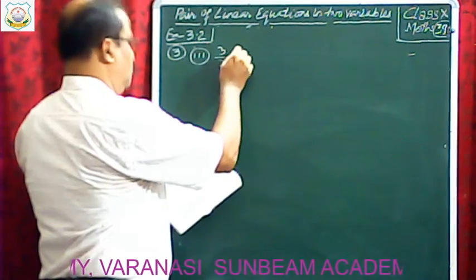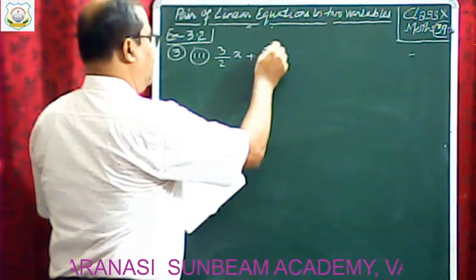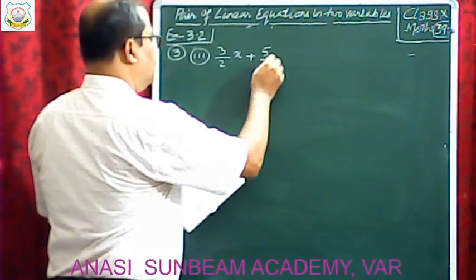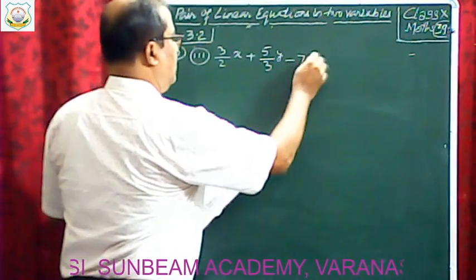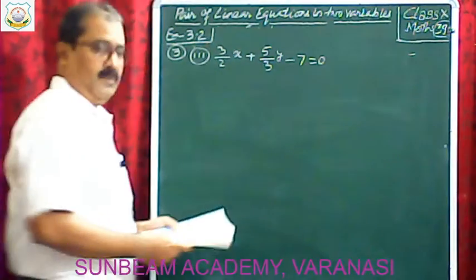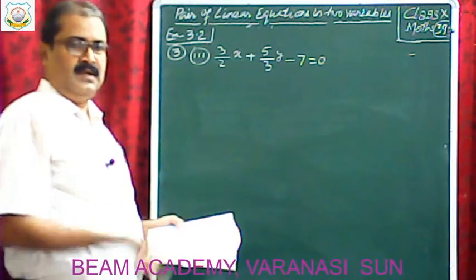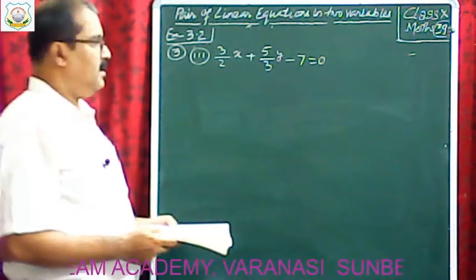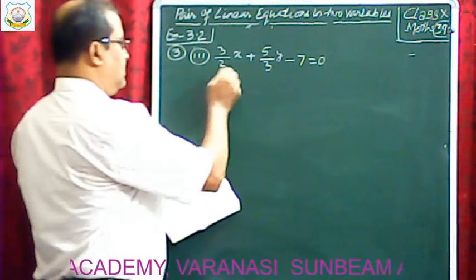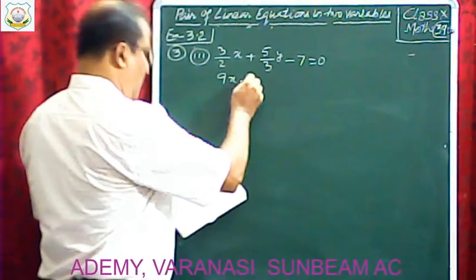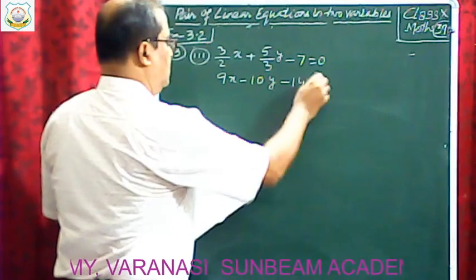3 upon 2, X plus 5 upon 3, Y equal to 7 upon 2, minus 7. You have to express the equation in standard form, meaning transposing whatever is given in the RHS to the LHS. Second equation, 9X minus 10Y minus 14 equal to 0.